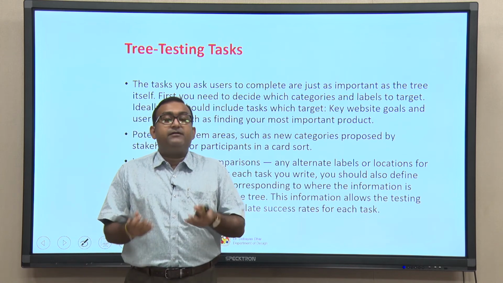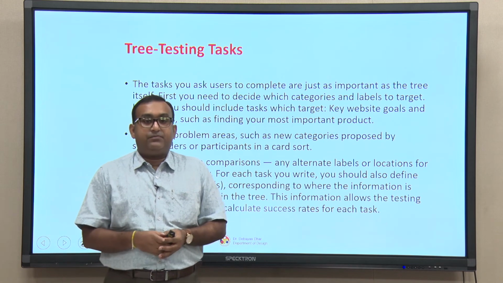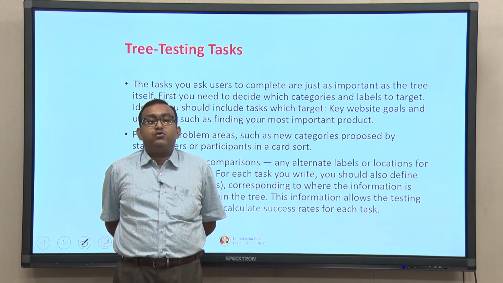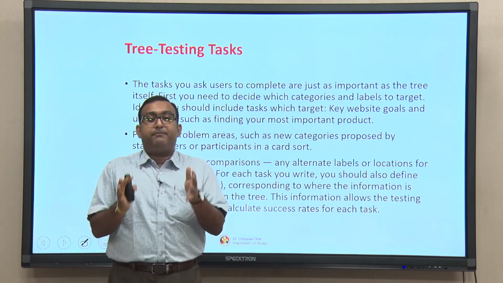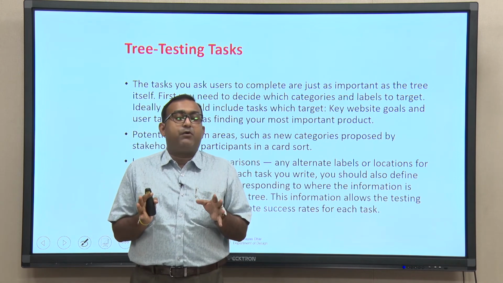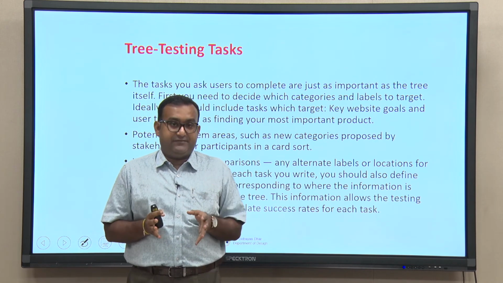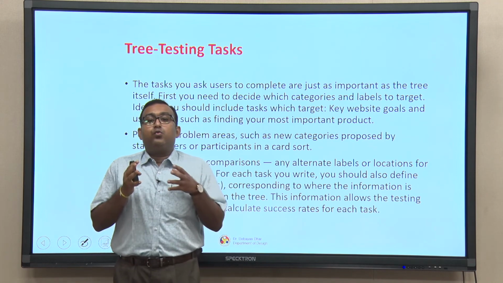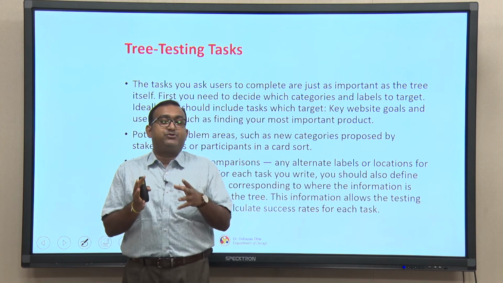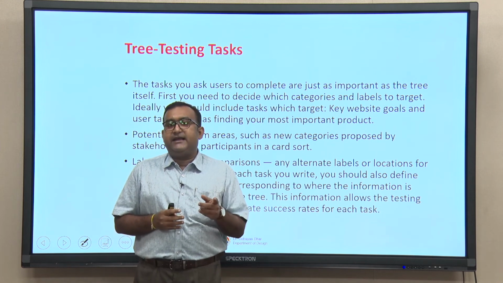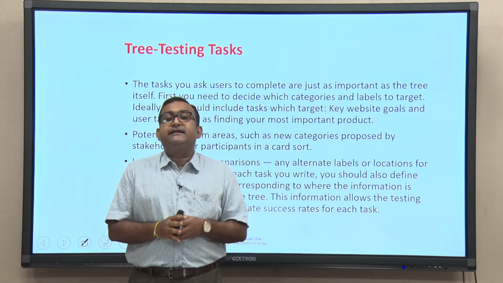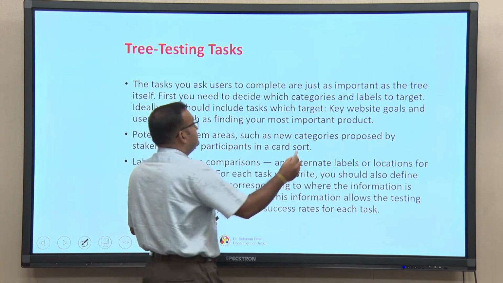Now, coming down to tree testing tasks. The tasks that you ask your users to complete are just as important as the tree itself. First, you need to decide which categories and labels to target. Ideally, you should include tasks which target key website goals.